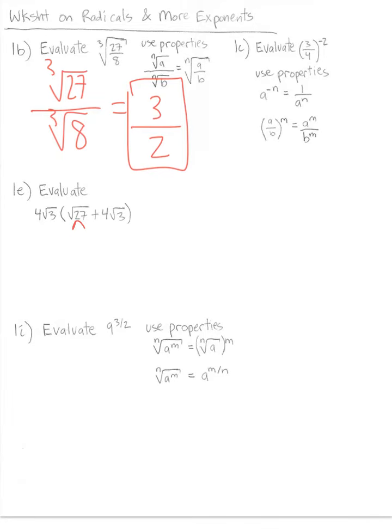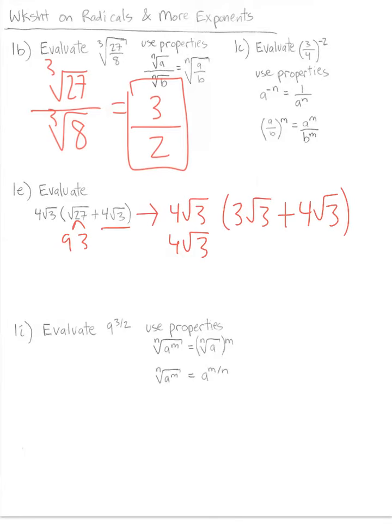I'm going to break this up into 9 times 3. So what this would look like is the 4 root 3 is going to be on the outside. But on the inside, the square root of 27 is equivalent to 3 times the square root of 3. And then this would stay 4 square root of 3. So now I can go ahead and add what's inside the parentheses to get 7 square roots of 3. Now when I multiply these, 4 times 7 is 28. Square root of 3 times square root of 3 is square root of 9, which is 3.